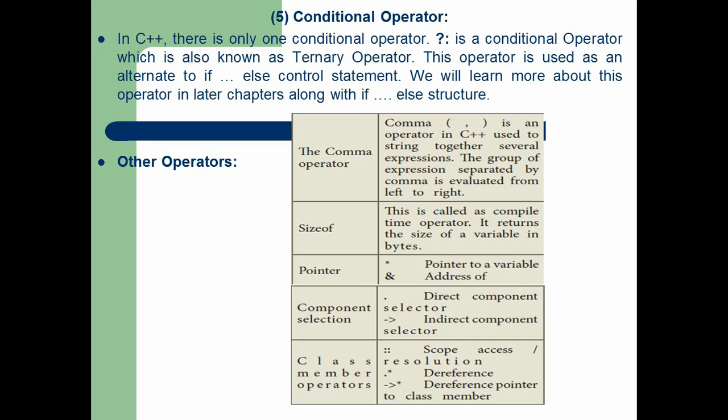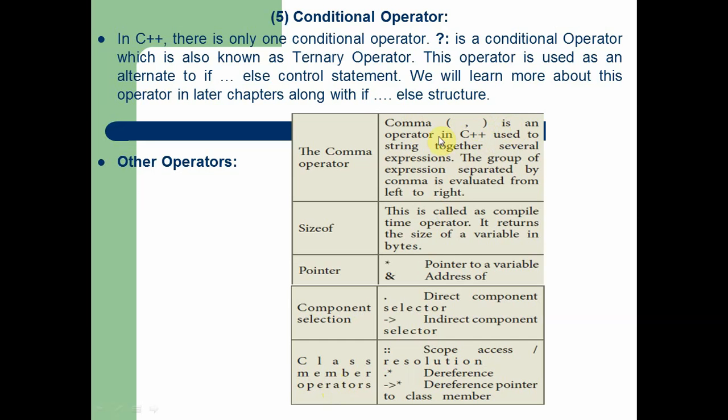alternate sequence. I hope you remember that concept: the sequence statement, alternate statement, and loop statements, which we already discussed in chapter number 8. In the same way this operator acts, and we will learn more about it in later chapters. Now we are going to see the other operators. Other than this operator, there are some common operators like comma, sizeof, pointer, component selection, and class member operators. These are some of the commonly used operators for doing various work.